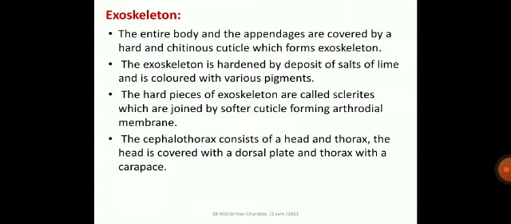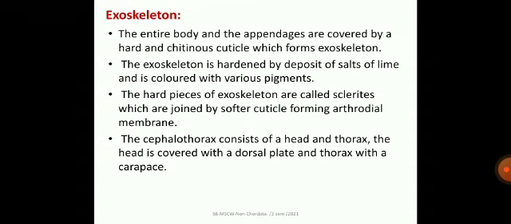Next, let us talk about the exoskeleton of Palaemon. You know what exoskeleton and endoskeleton are, right? The structures which cover the body of the organism outside are called the exoskeleton, and the skeleton which is found inside the body is called the endoskeleton. In case of Palaemon, the entire body and appendages are covered by a hard and chitinous cuticle which forms the exoskeleton. Chitinous cuticle means a covering which is rich in chitin.